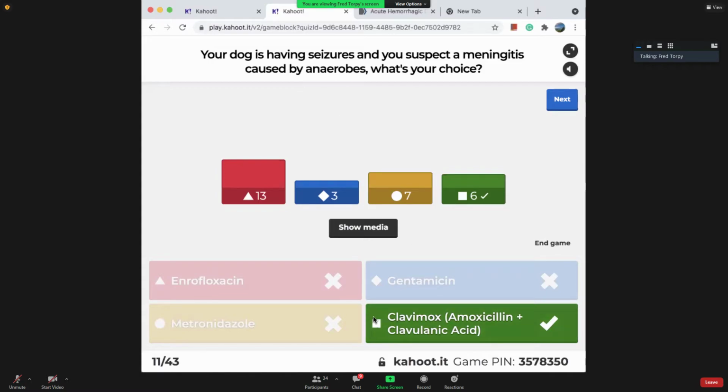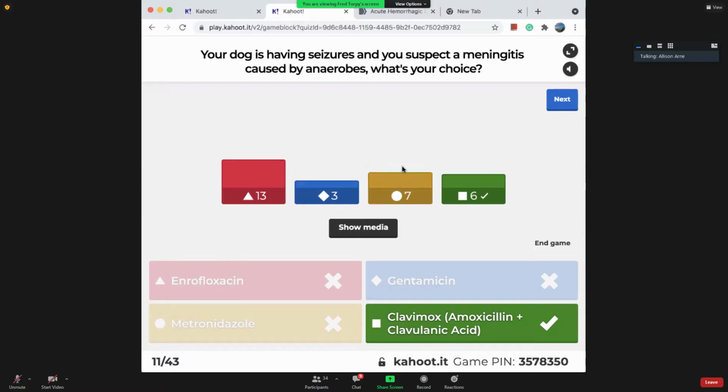And then enrofloxacin. Does anybody want to say why they were kind of more thinking enrofloxacin? I guess it's broad spectrum, so it could have been good. Gosh, yeah. See, this just wasn't that great of a question, but just kind of knowing the spectrums of what covers anaerobes well, or metronidazole and clavamox is a really good one because it's just really good at getting in there when there's inflammation.